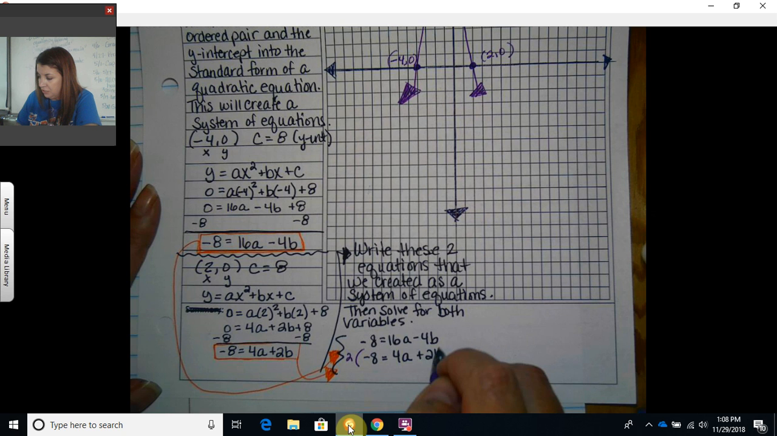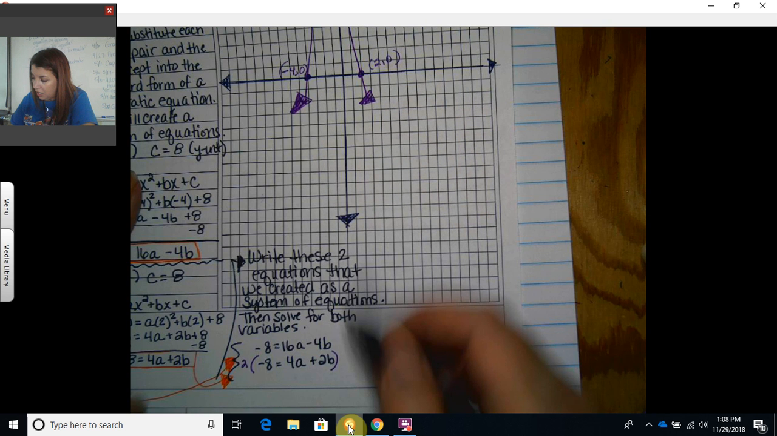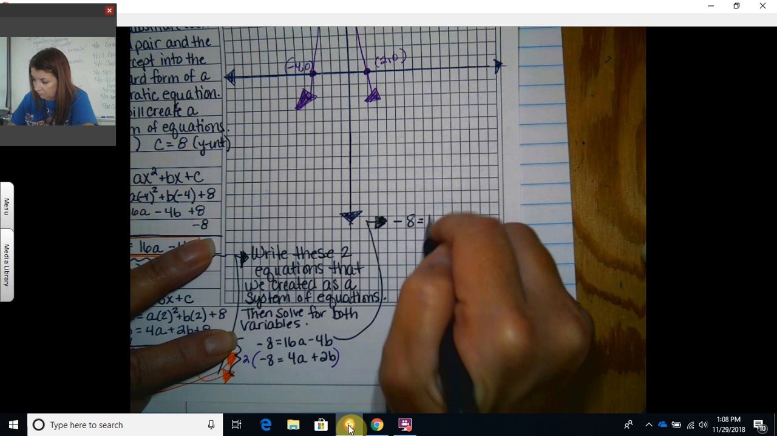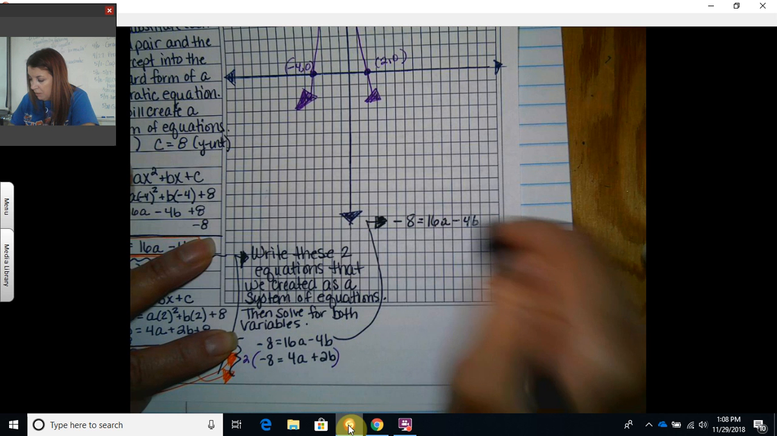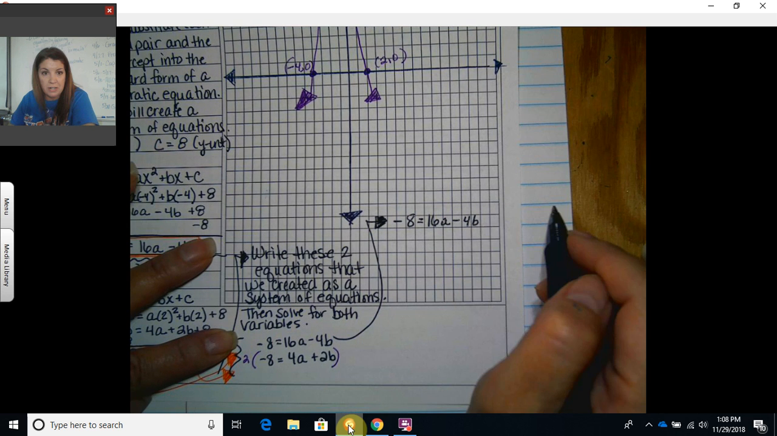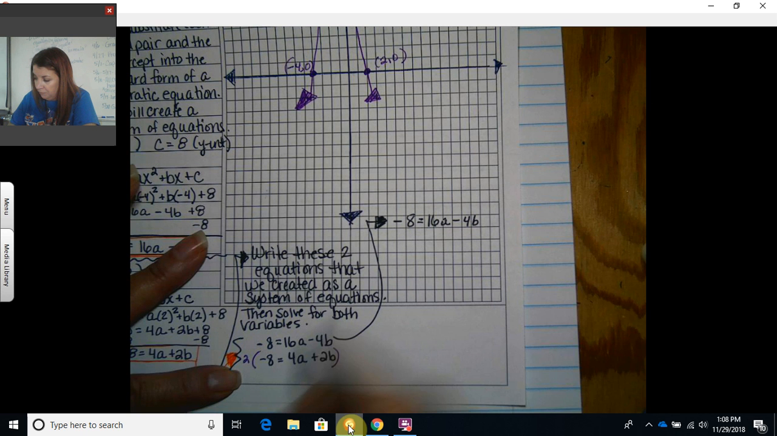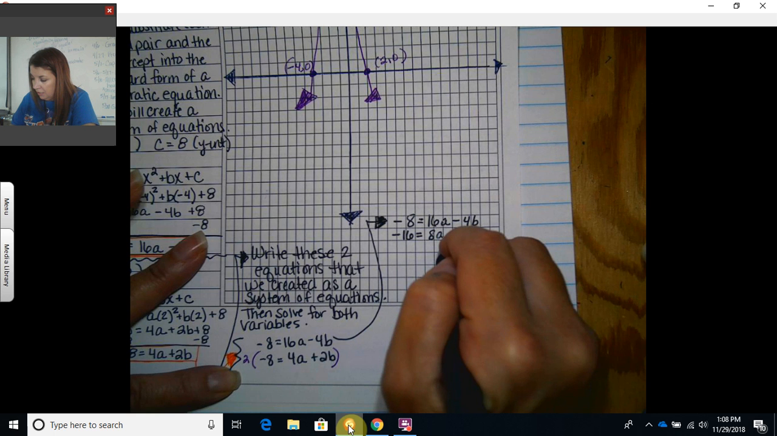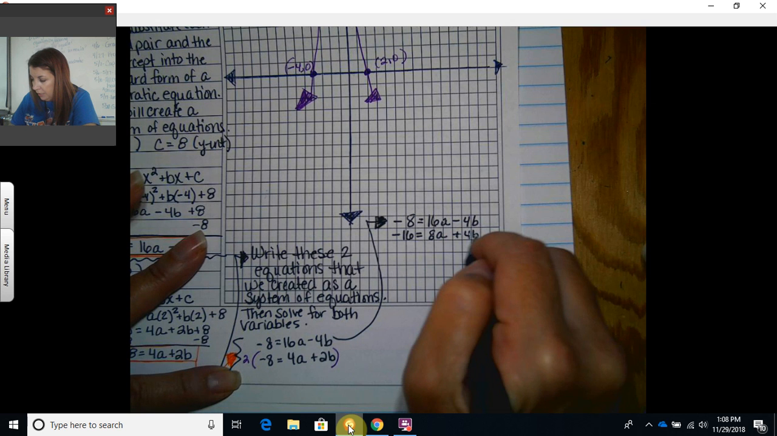Okay, so I'm running out of room again. So my top equation, I'm not changing, so I'm just going to rewrite it. And my bottom equation, I'm going to distribute that 2 even across the equal sign. So 2 times -8 is -16. Don't forget your equal sign. 2 times +4a is +8a. And 2 times +2b is +4b.